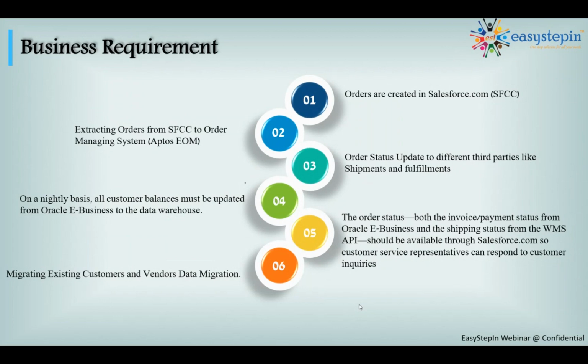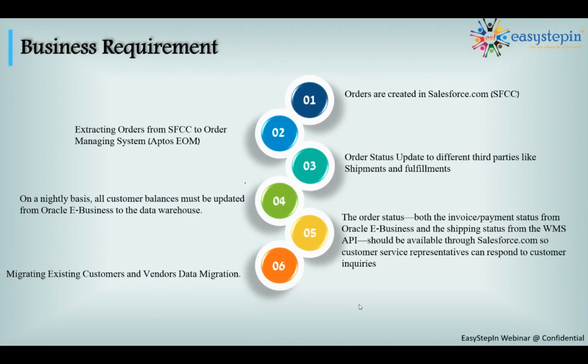So, what are the business requirements? The first step is that orders were created in a system called SFCC, Salesforce Commerce Cloud, and those orders need to be integrated with Aptos or EOM, which is the enterprise order management system. On a nightly basis, all customer balances must be updated to the other system, which is Oracle E-Business. They also have to migrate the existing customer and vendor information.